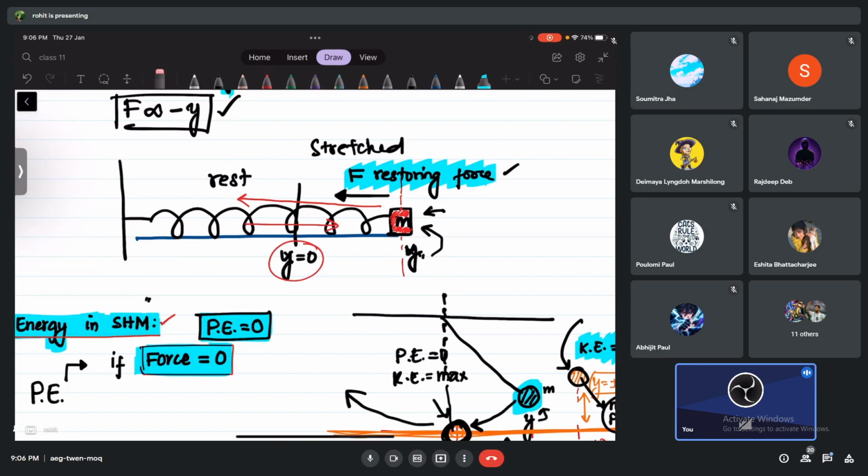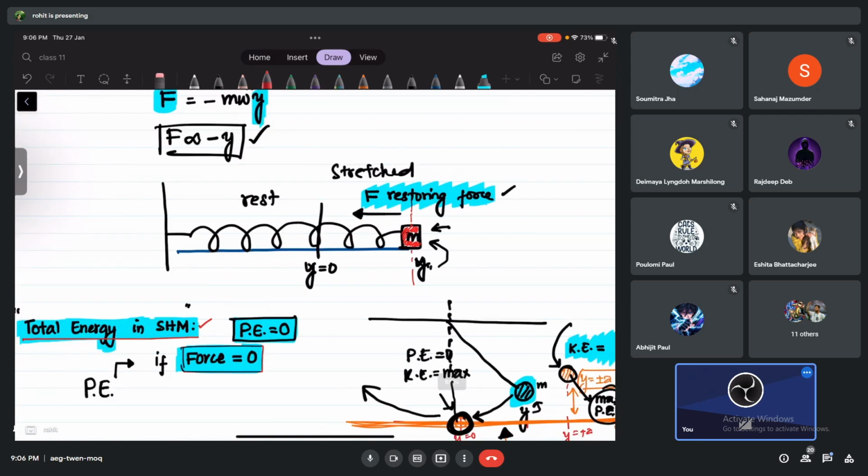So did you understand that at a certain position there may be force and there will be potential energy? At a certain position there may not be any force, like this one, and the potential energy here will also be equal to how much? 0. Okay, I think you got my point. Is it okay, guys? Check.